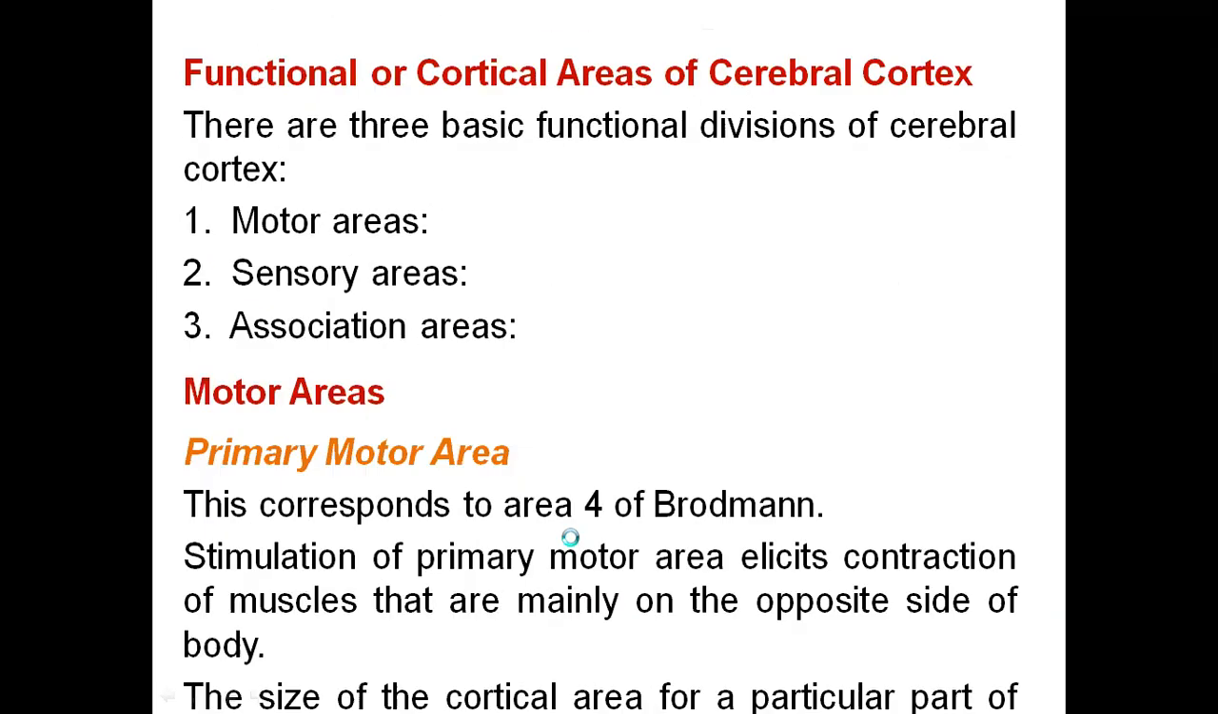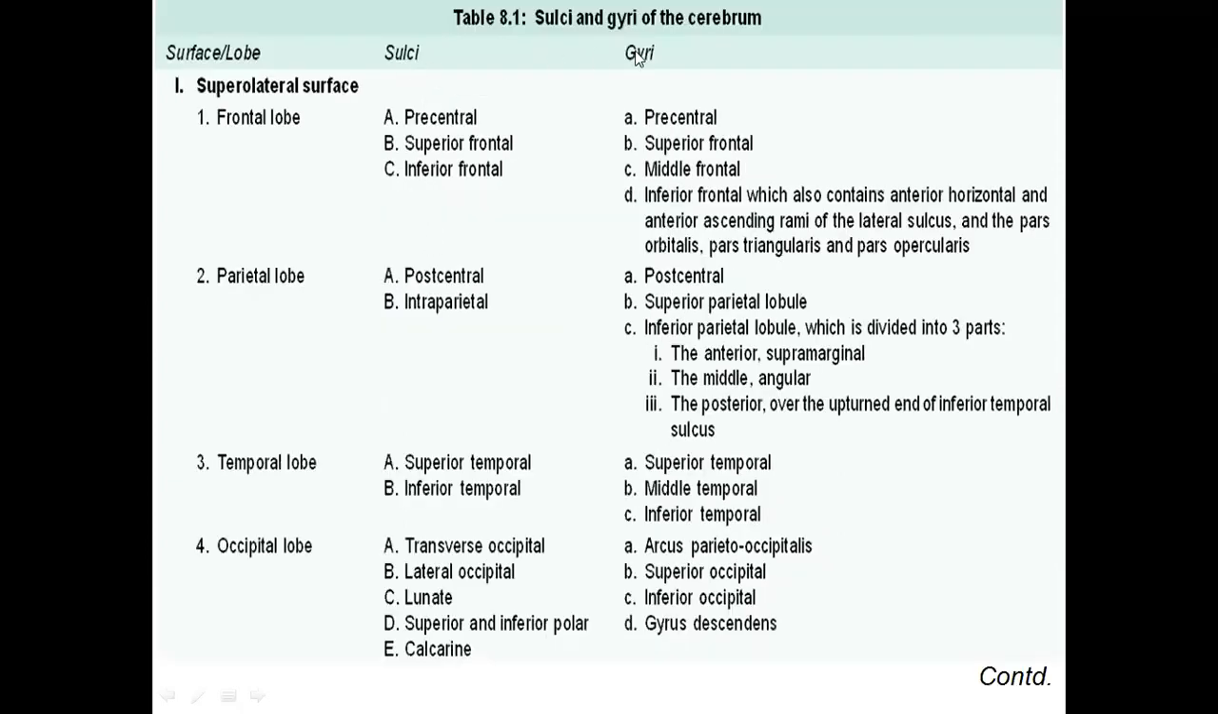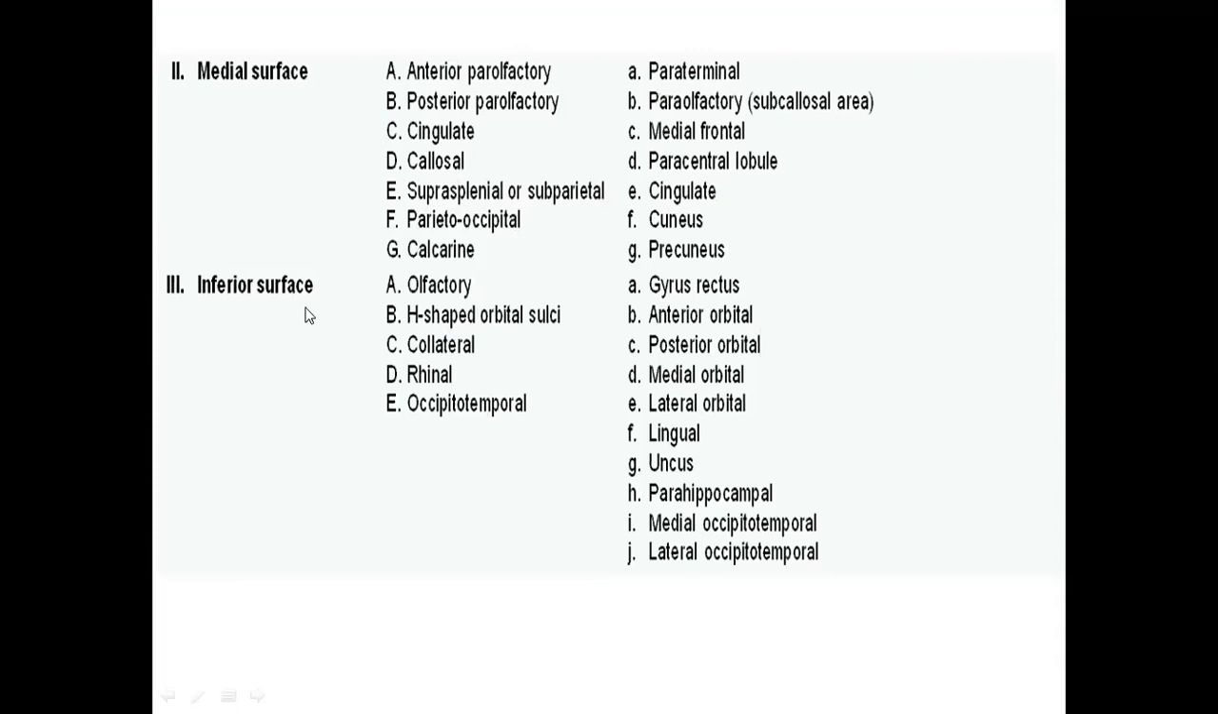Now let us see on the inferior aspect what the sulci and gyri are. I told you on this side we have sulci and on this side we have gyri. On the inferior surface we have the olfactory sulcus, below that the olfactory bulb and olfactory tract. Then we have the H-shaped orbital sulcus, collateral sulcus, rhinal sulcus and occipitotemporal sulcus. The related gyri I have shown you: gyrus rectus, anterior, posterior, medial, lateral orbital gyri related to the H-shaped orbital sulcus, then lingula, uncus, parahippocampal gyrus, medial and lateral occipitotemporal gyri.